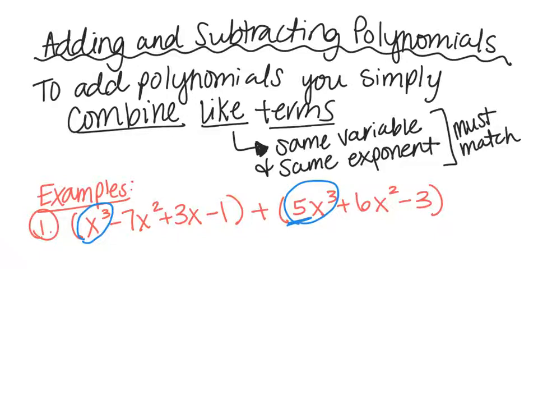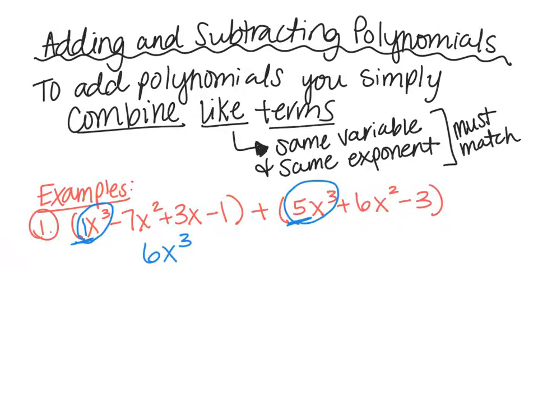So I've got a 5 in front of this x cubed here. And here, remember, if there's nothing there, it's like there's a 1 sitting out there. So I'm going to combine those like terms together. So when I take my 1x cubed and combine it with my 5x cubed, I'm going to end up with 6x cubed. So let's find some other like terms here.